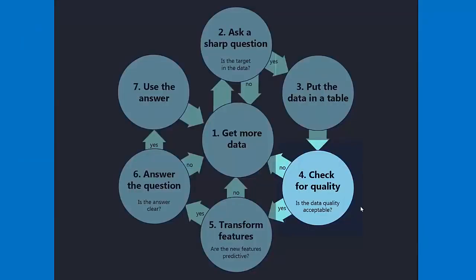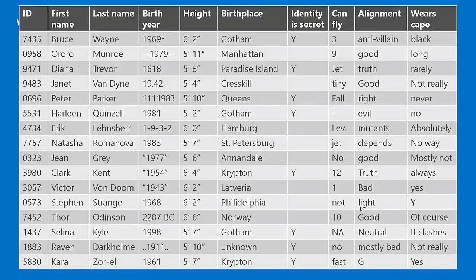So after the data is in a table with one row per instance of the target, the next step is to check for quality. We want to make sure the data is acceptable to use. So here's a table. We can see going through the columns, the very last row is our target variable. Wears a cape. This is a bunch of data on different superheroes and supervillains, and we want to be able to predict in the future, given a new superhero or supervillain, whether or not they wear a cape based on everything else we know about them.